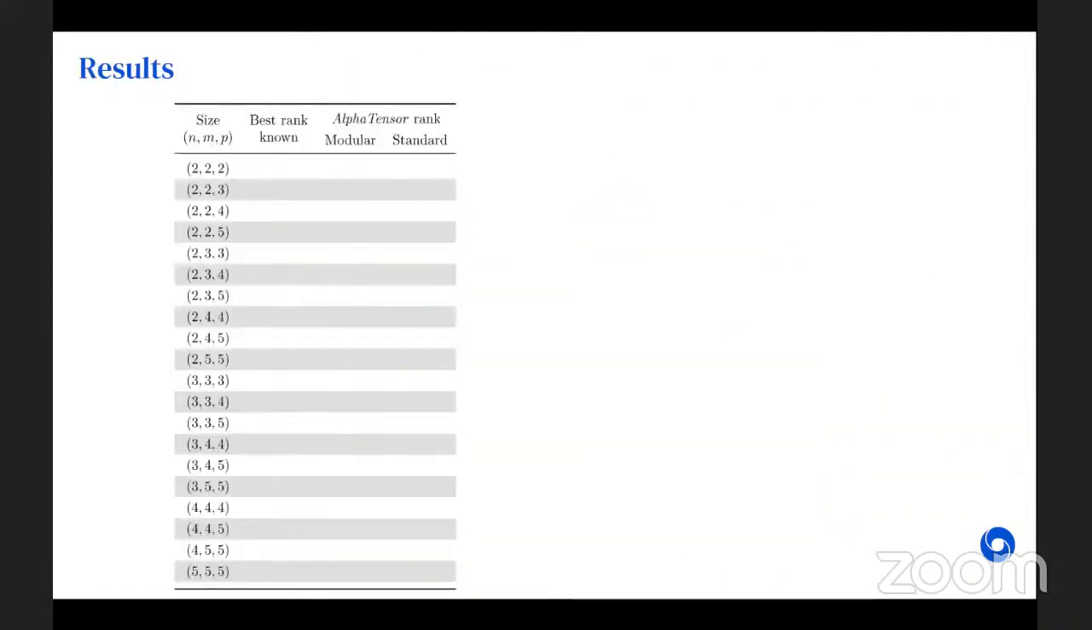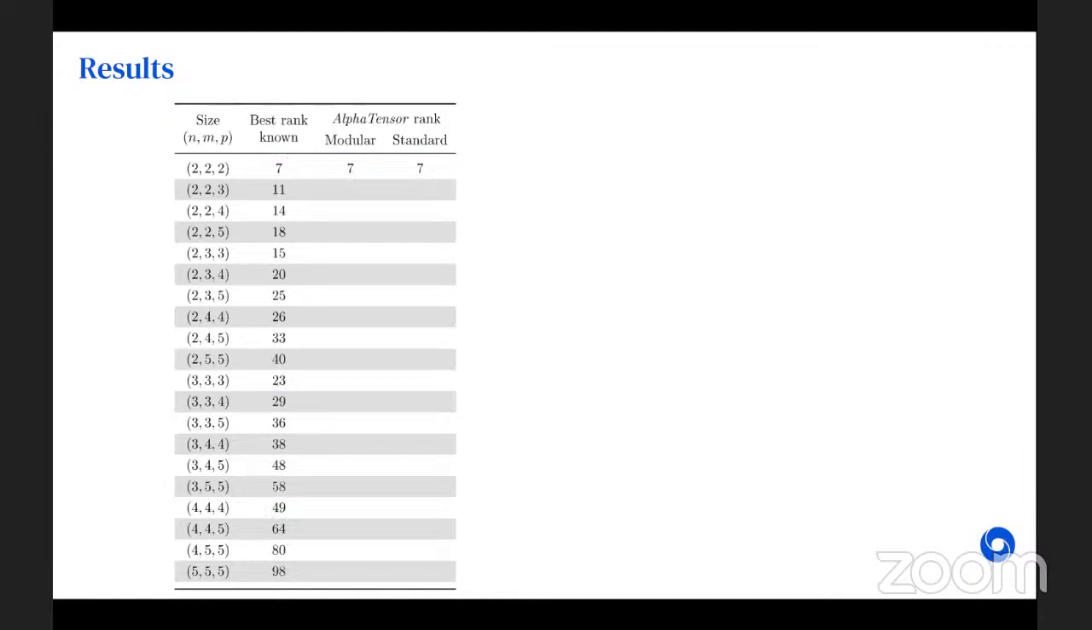Let me then try to sprint to the end. As I said, we train just one agent to decompose all these tensors simultaneously. So you have tensors to multiply 2 by 2 times 2 by 2, and 2 by 2 times 2 by 3, and so on and so forth. Because matrix multiplication is a very well-studied problem, people have been trying to optimize the best known rank, or the best known number of multiplications, to multiply n by m times m by p matrices. We trained AlphaTensor, which is AlphaZero applied to this problem, with the additional ingredients I talked about and some more.